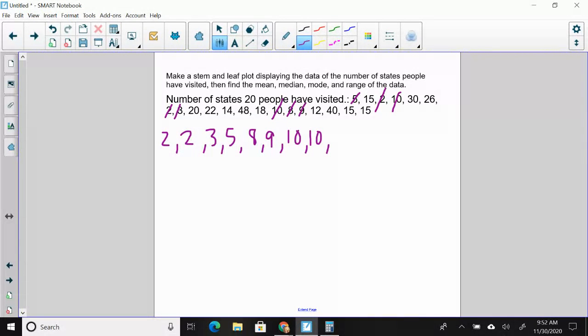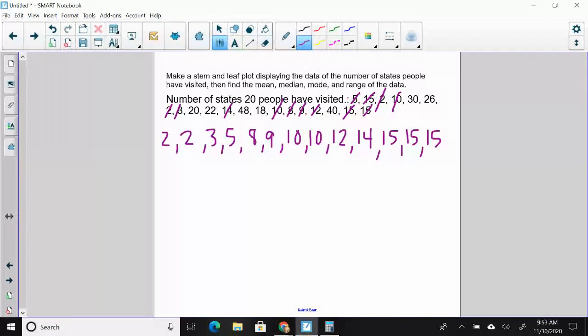I have someone who has visited 12. Someone who has visited 14. I have 3 people that have visited 15. 1 15, 2 15s, 3 15s. All right, I'm going to have to continue on another row.